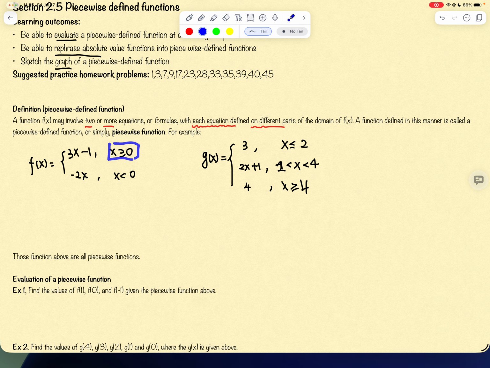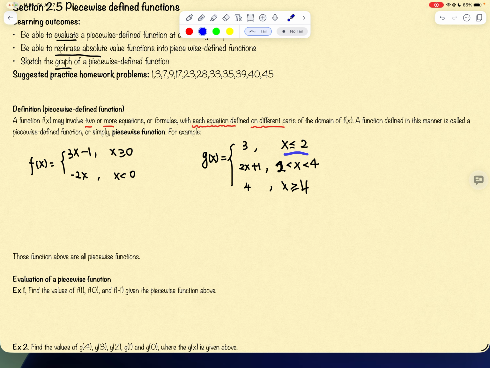And the second portion tells you which piece you should be choosing with the x value that's given to you. So this one tells you if x is greater than or equal to 0, you should choose this piece of the function. If x is less than 0, you should choose that piece of the function. Along the same line of thinking, for this g of x, which has 3 pieces, let me just re-emphasize: if your input is less than or equal to 2, you choose the first piece. If your input is greater than or equal to 4, you choose the second piece. Otherwise, you choose the piece in the middle.